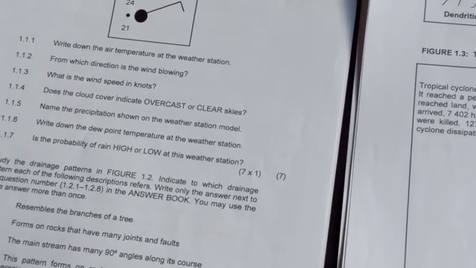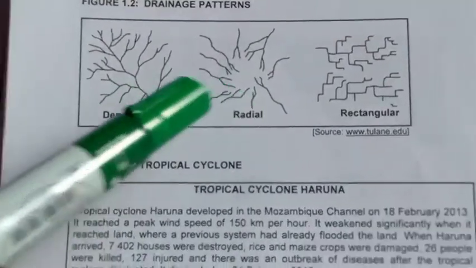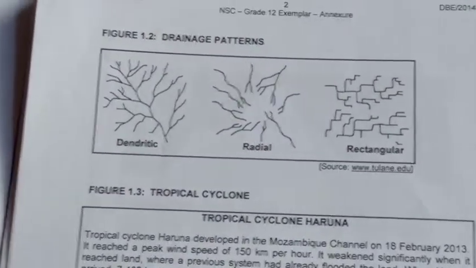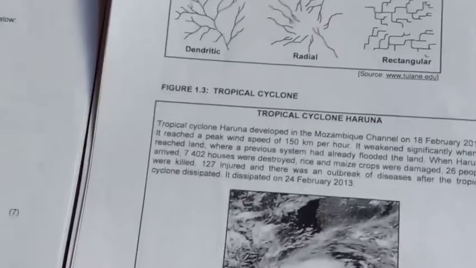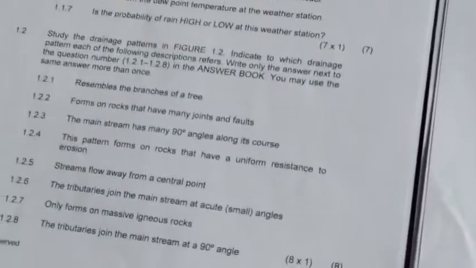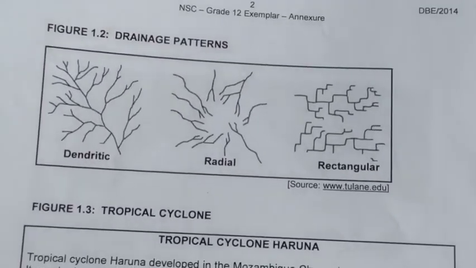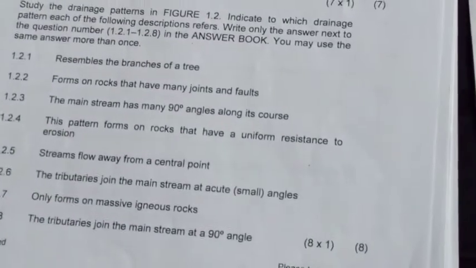Right, so the next question is question 1.2, and it says we must study drainage patterns. So we go to figure 1.2. These are the drainage patterns that we are supposed to study. Now 1.21 asks which one resembles branches of a tree. The one that resembles branches of a tree is the dendritic pattern. 1.22, which one forms on rocks that have many joints and faults?